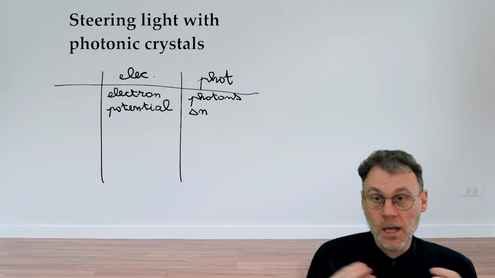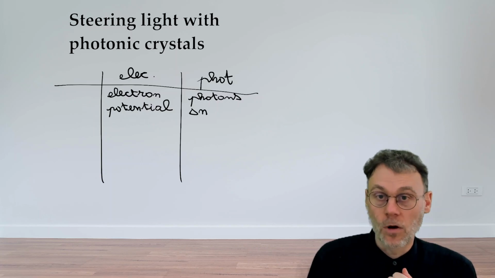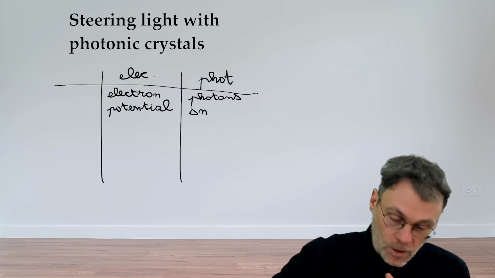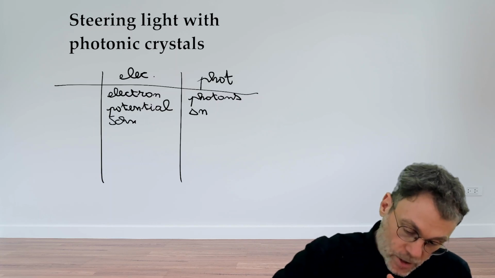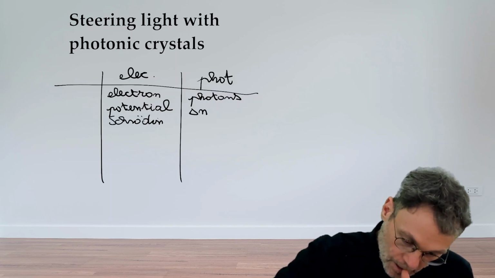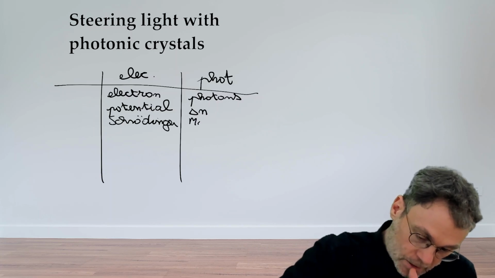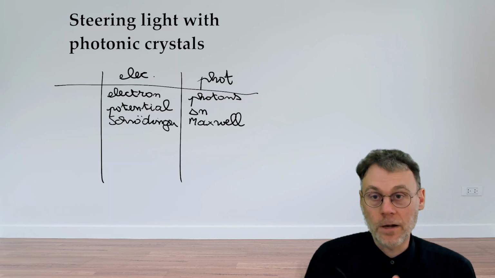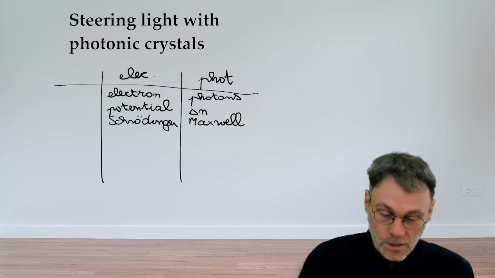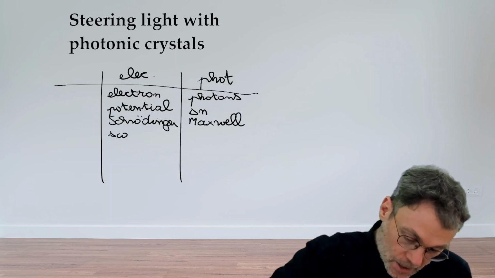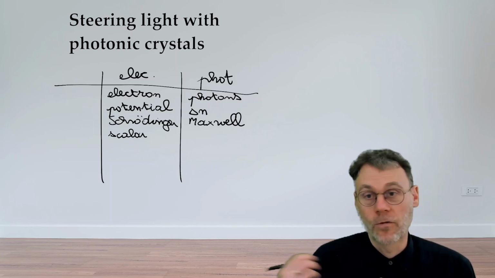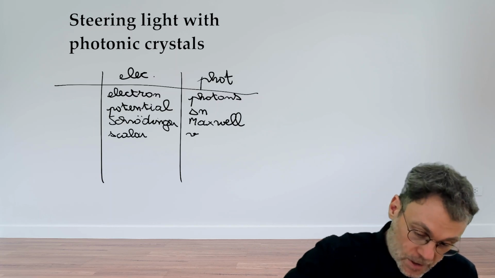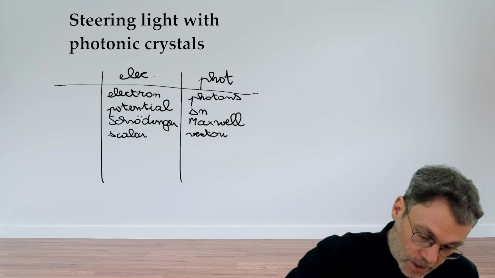What we can also say is that the equations that govern the behavior of these two cases are different. For the electronic case, we have the Schrödinger equation. And we have, of course, our friend Maxwell in the photonic case. But what's more relevant and more interesting is that the Schrödinger equation is a very easy scalar equation, whereas for Maxwell here, we have, of course, the vectorial nature of light.